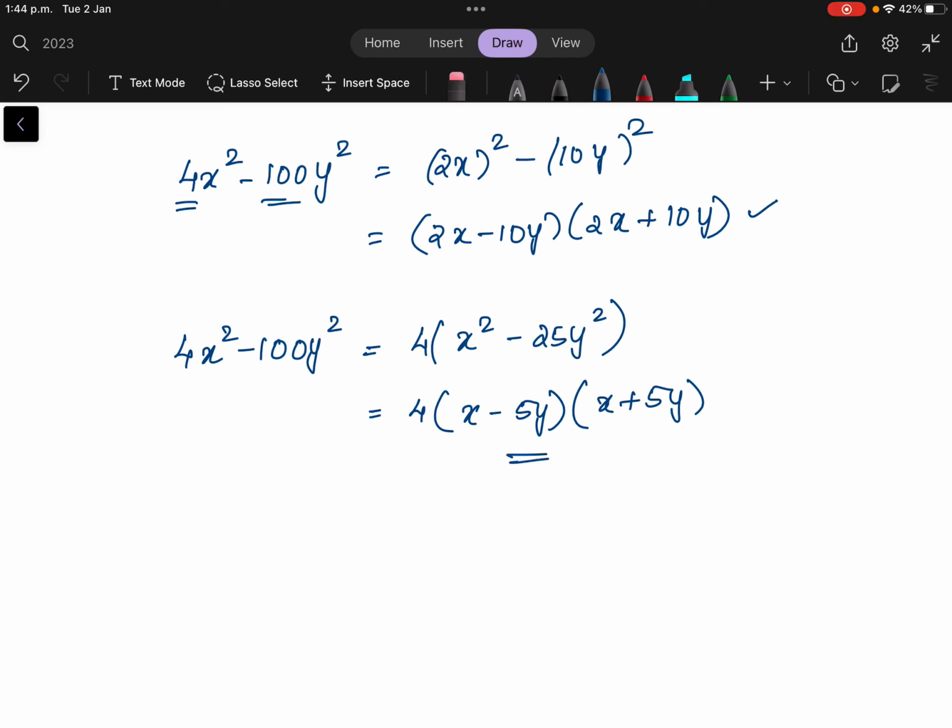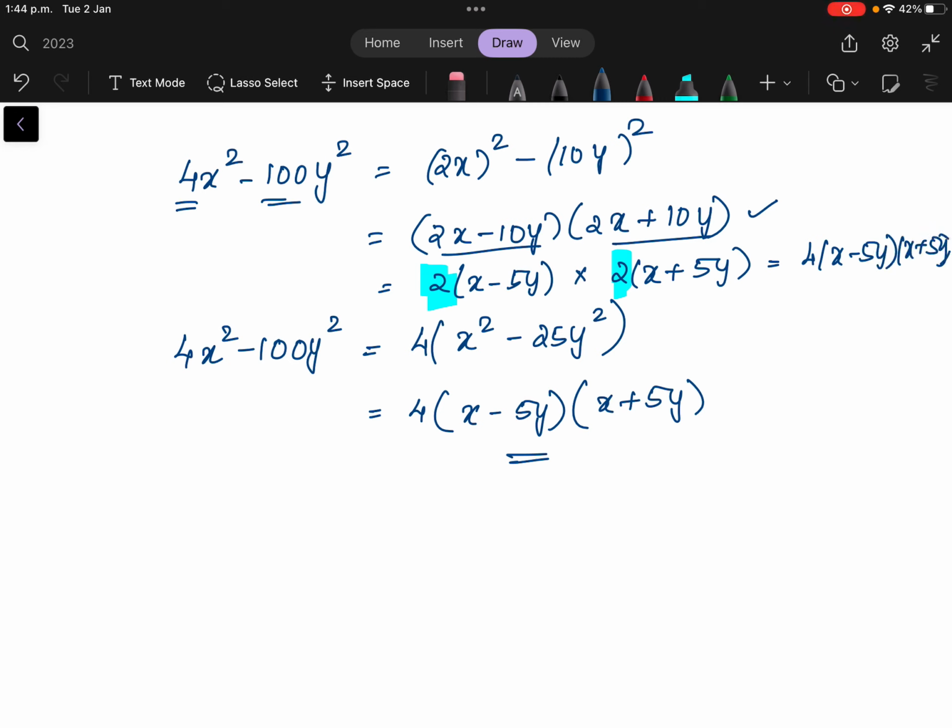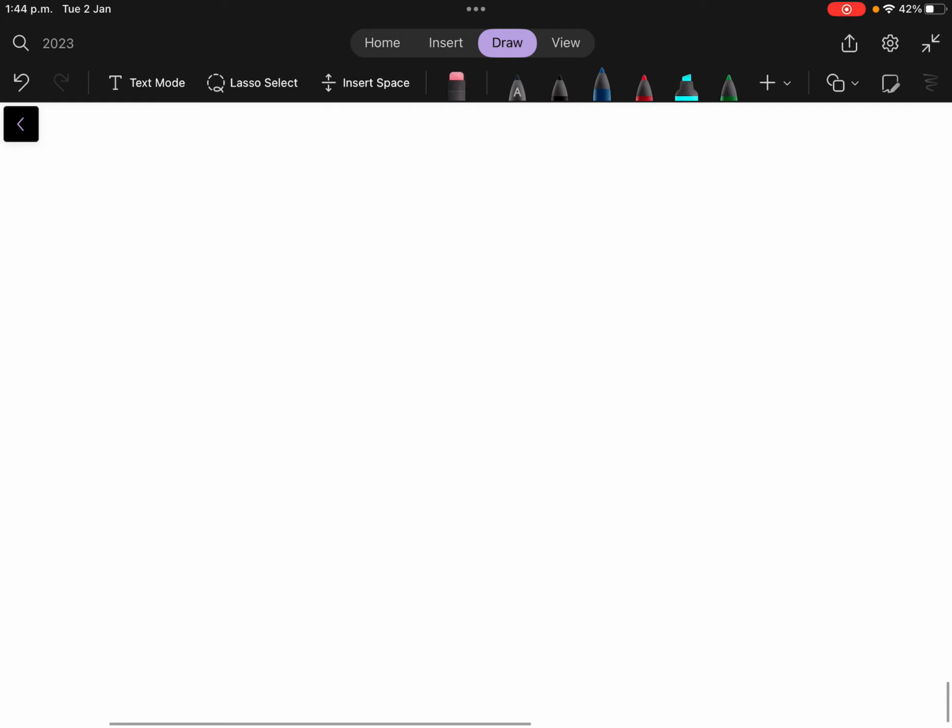If you see the previous one, here also the same thing will happen. So out of this you can take 2 into x minus 5y, and out of this again you can take 2 into x plus 5y, and this 2 and 2 multiplied you will get 4 into x minus 5y, x plus 5y. So if you simplify with any method, you will get that value. Okay, now moving on to trinomials.